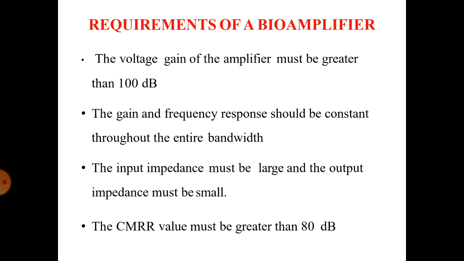So what is meant by CMRR? It is the common mode rejection ratio. That is the ratio of differential mode gain and average mode gain. First you have to find the average mode gain, and then you have to find the differential mode gain. Then you take the ratio of the two. So this is the formula for CMRR.